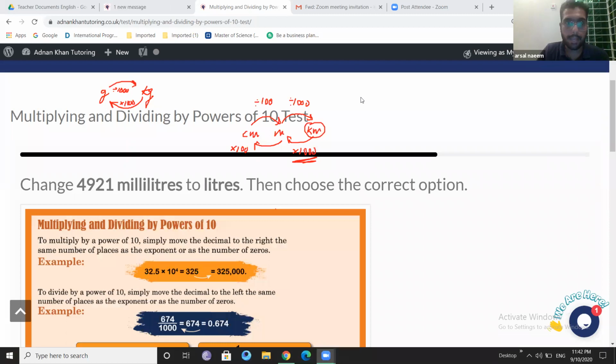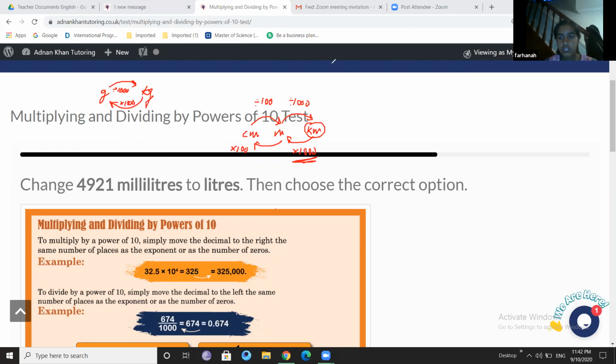Okay, so now we have milliliters. Milliliters is equivalent to meters over here. So the same procedure is followed. 1,000 multiplied by 1,000 and divided by 1,000. So let's move on to Alexandra for this one.